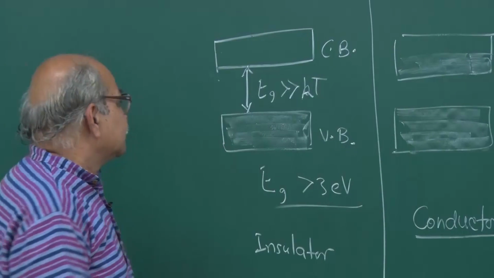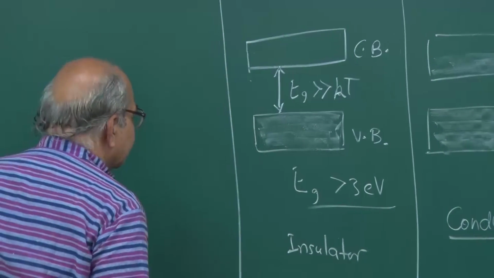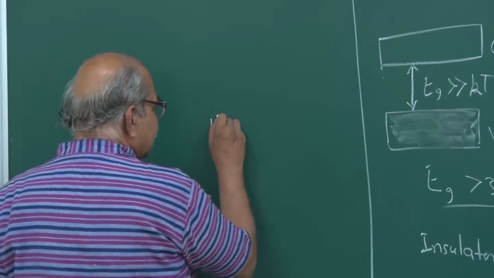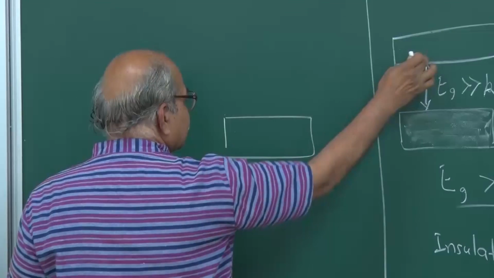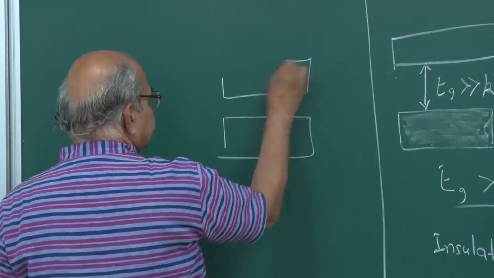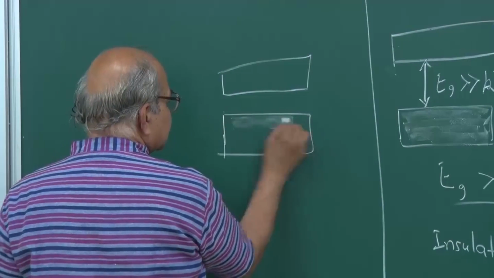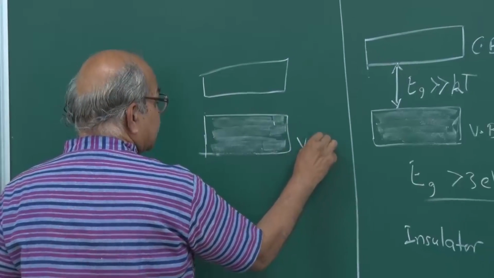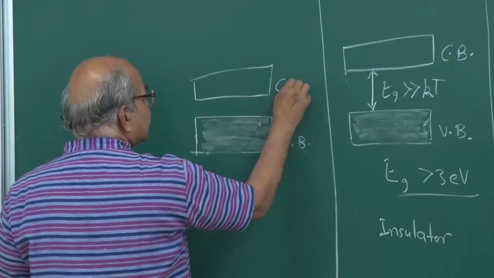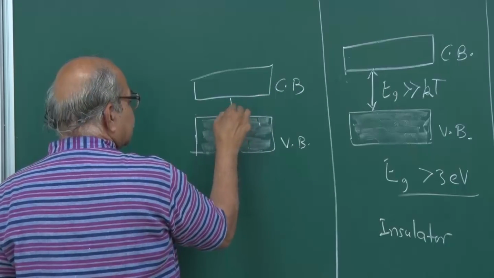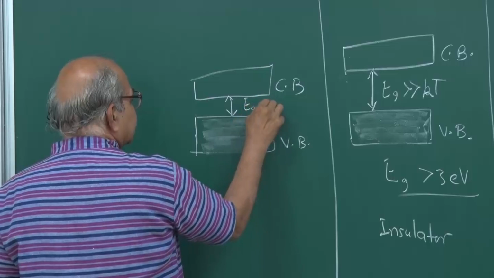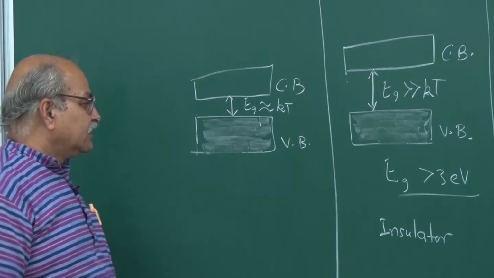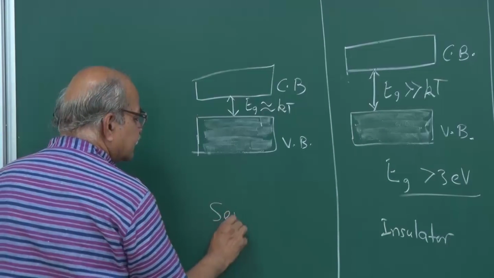So this is insulator. And the third category, which I am interested in mostly in this course, is where the structure is of this type. At low temperature this is completely filled and this is completely empty. Conduction band is completely empty, but then this Eg is not very large as compared to kT, and this variety we say is semiconductor.